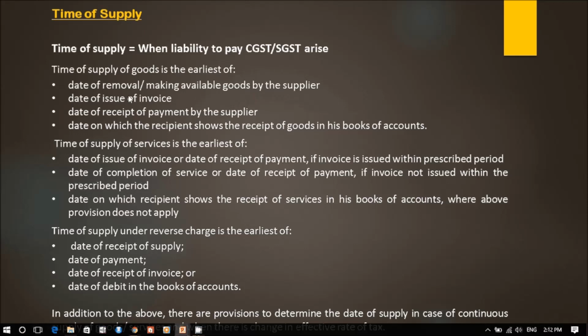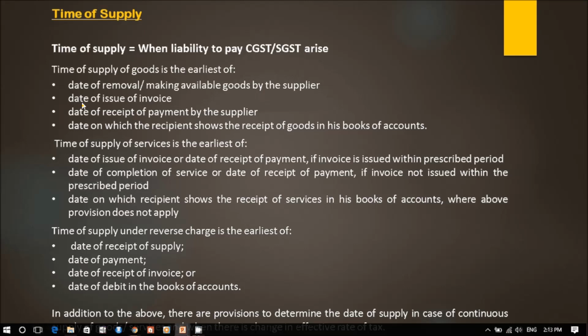Then date of issue of the invoice, date of receipt of the payment by the supplier, and the date on which the recipient shows the receipt of the goods in his books of accounts. So you have to check these four conditions: one of the first two conditions, and these other three conditions. The earliest of the following would be the time of supply and the liability to pay the taxes arises.